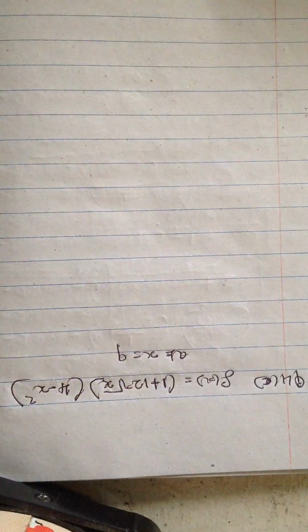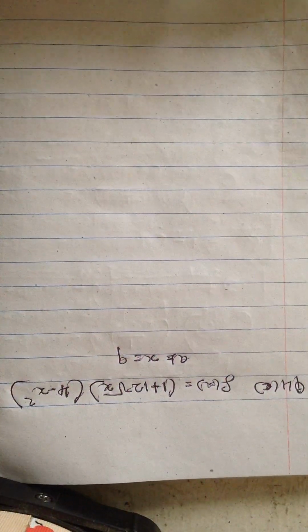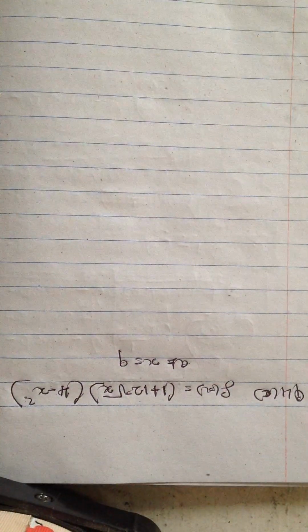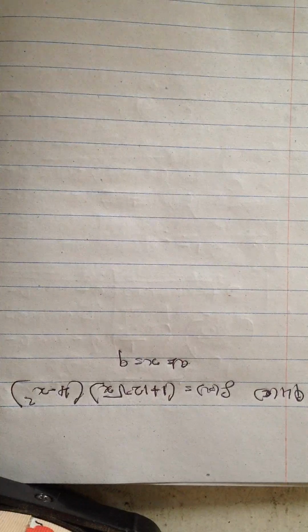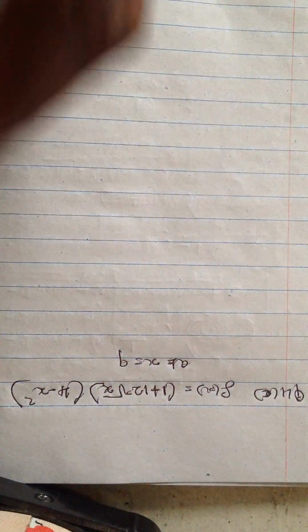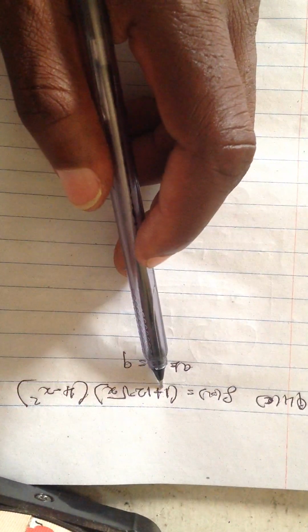The first part you're supposed to do is to identify what the question wants. The question says find the equation of the tangent line. So you can only find the equation of the tangent line if you differentiate this. Once you differentiate, substitute 9 where there is x. That will become your gradient. Then you use the equation of a line to come up with the equation of the tangent line.